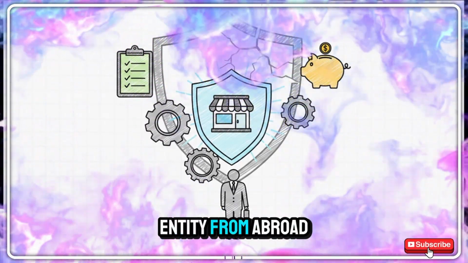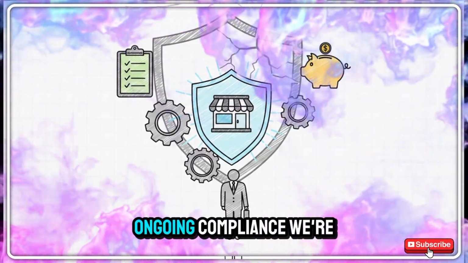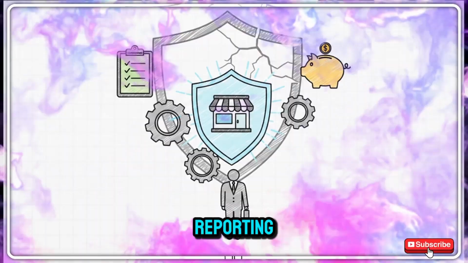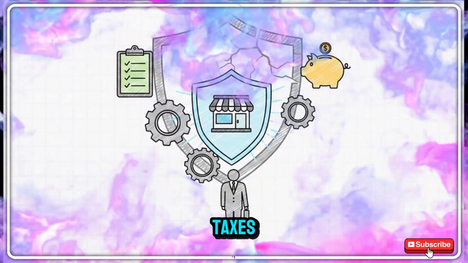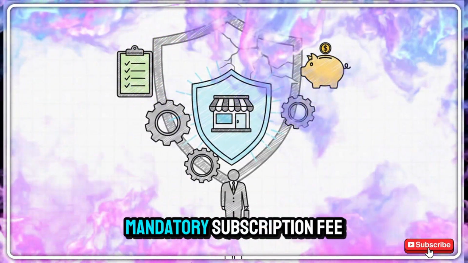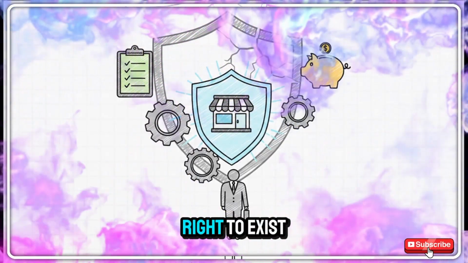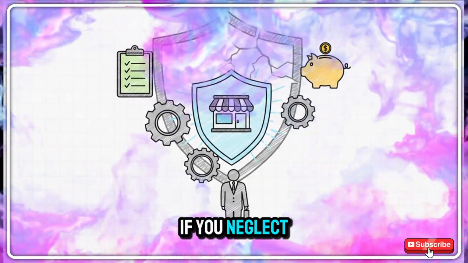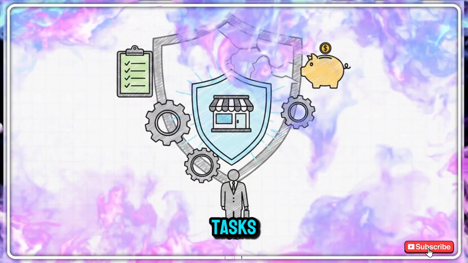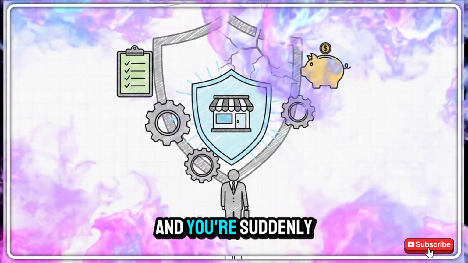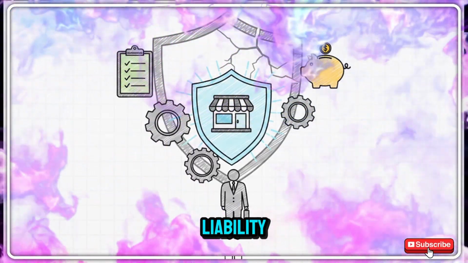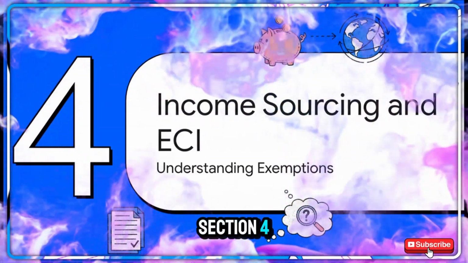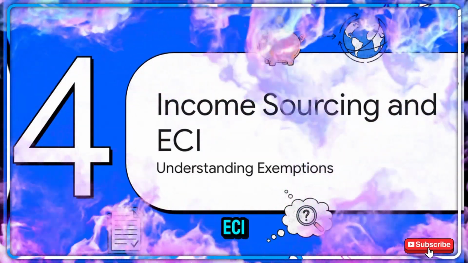Operating a U.S. entity from abroad demands strict, ongoing compliance. We're talking core maintenance, annual federal tax reporting, annual state franchise taxes, which, by the way, is basically a mandatory subscription fee just for the right to exist as a company, and renewing your registered agent. If you neglect these unglamorous little tasks, your legal protections dissolve, and you're suddenly exposed to personal liability. Not good.